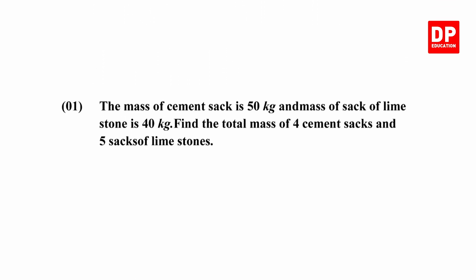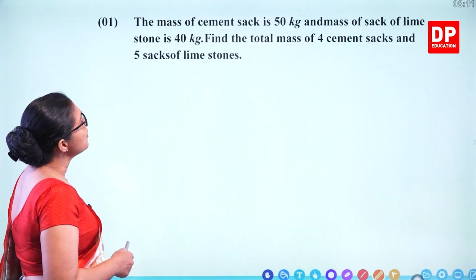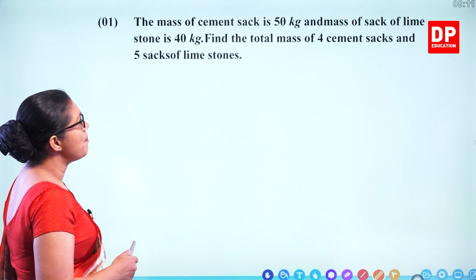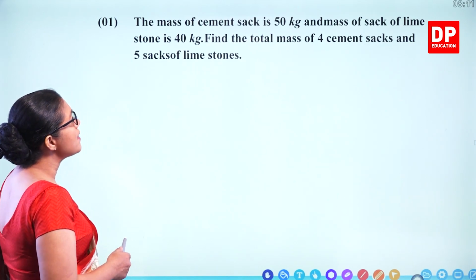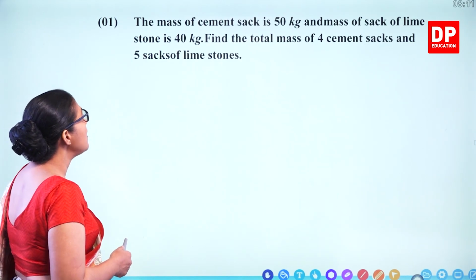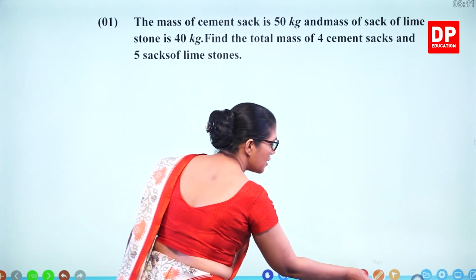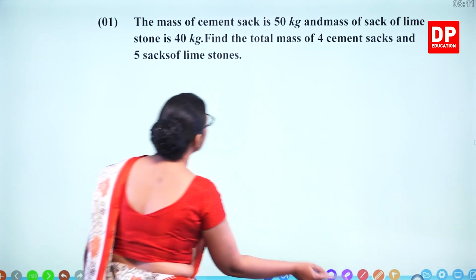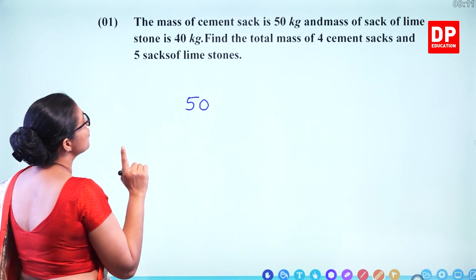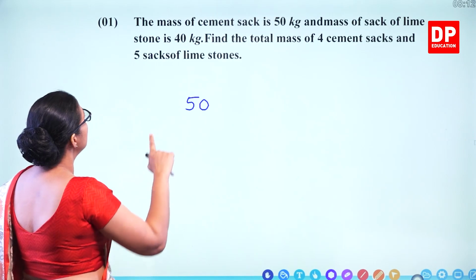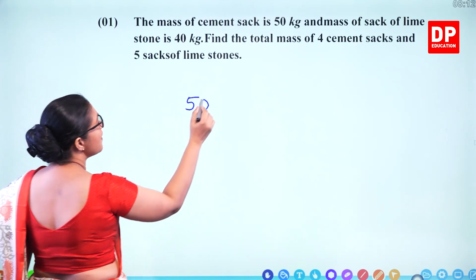Let's do question number 1. The mass of a cement sack is 50 kilos and the mass of a sack of limestone is 40 kilos. Find the total mass of 4 cement sacks and 5 sacks of limestone. So you can straight away find out. 50 is the mass of a cement sack. So how many cement sacks are there? 4.